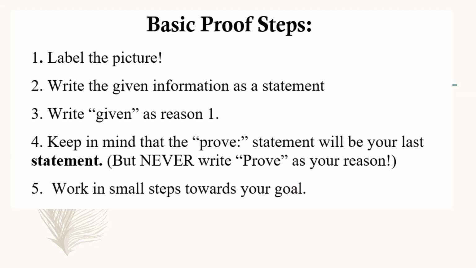So we are doing basic proofs here, okay? So given is always your reason 1. Always, always. You are never going to write prove as your reason. Your last statement is always going to be what the proof says is prove. So you want to work in small steps. You don't want to take 2 and 3 steps at once. You want to take 1 step at a time.